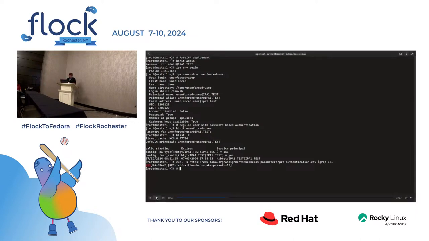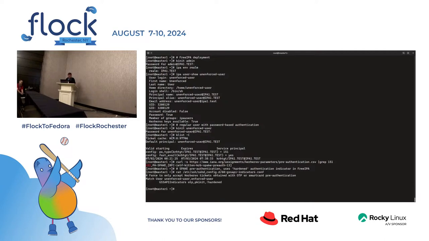So what it looks like is that in OpenSSH, I made a configuration that says that this user can only log in if it doesn't have the authentication indicator hardened. So basically what we expect is that OpenSSH will deny access in this case, because the user is using password and not something better. Okay, let's go.